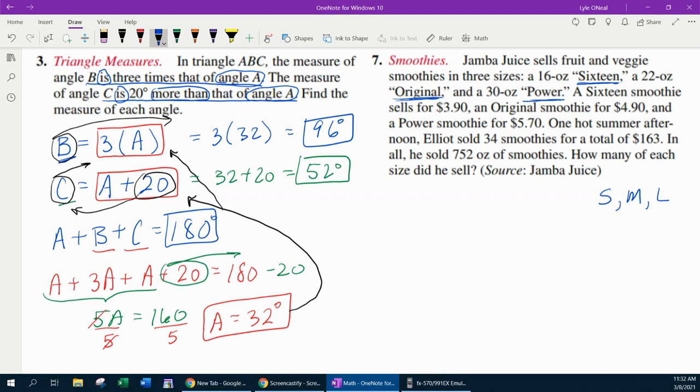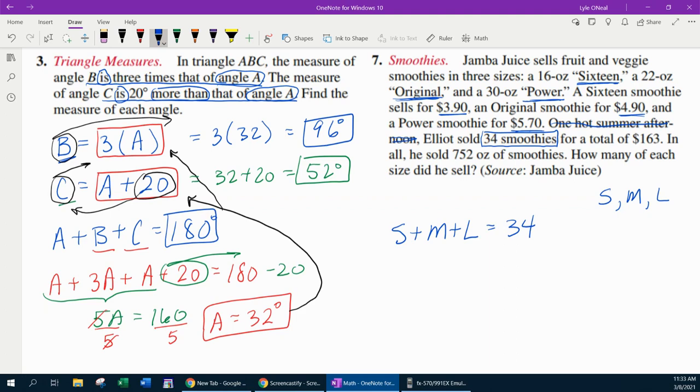All right, so now we need to come up with equations. Well, let's read on. It says a 16 smoothie sells for $3.90. An original smoothie is $4.90, and the power is $5.70. On one hot summer afternoon, that is irrelevant, Elliot sold 34 smoothies. So S, M, and L are going to represent how many of each size were sold. And so there's our first equation. The number of each, if I add them all together, should equal the number of smoothies sold.